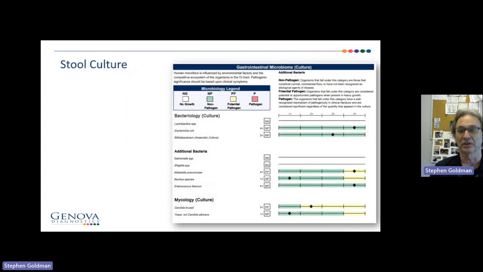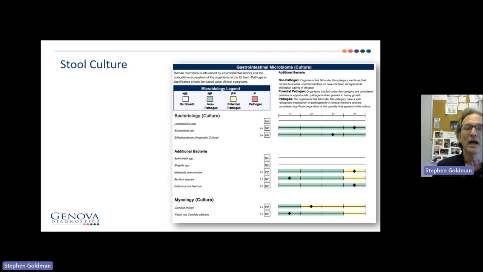And then there's culture. Whereas the page we just looked at, page 5, has the DNA, the quantitative, how many are there, stool culture is how well do they grow out, or do they grow out? And growing out is really a resiliency. Are you resilient enough to grow out?